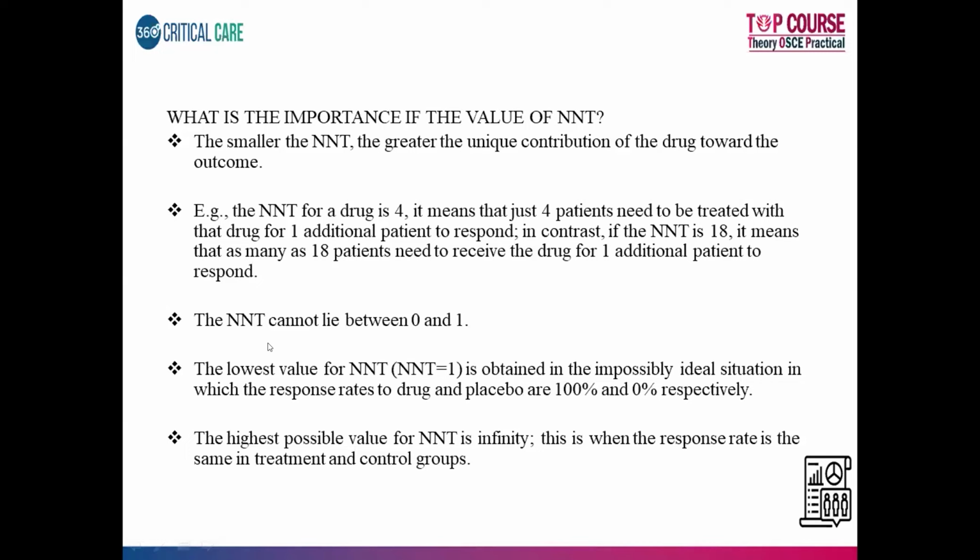Okay, so this NNT cannot lie between 0 and 1. The lowest value for NNT, that is 1, is obtained in the impossibly ideal situation in which the response rates are 100% for the drug and 0% for the placebo respectively. Whereas the highest possible value for NNT is infinity, in which the response rate in the treatment as well as the control group is the same. In such cases, the number needed to treat will be infinity. So both these are not the ideal conditions which we see in regular practice.